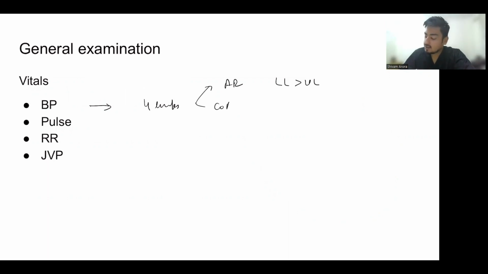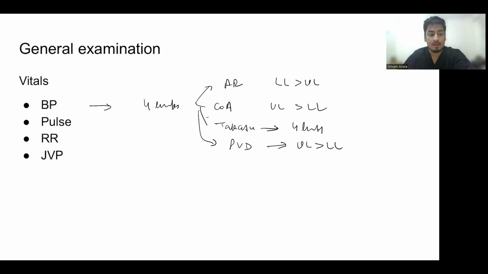Like in coarctation of aorta, upper limb BP is more than lower limbs. In Takayasu disease, BP in all four limbs can differ, and in peripheral vascular disease, BP in upper limb is more than lower limb. Okay. Then pulse. So in pulse we'll see rate to look for tachycardia or bradycardia. Then we can look for rhythm, as rhythm can be irregularly irregular, and the patient would be having AF.